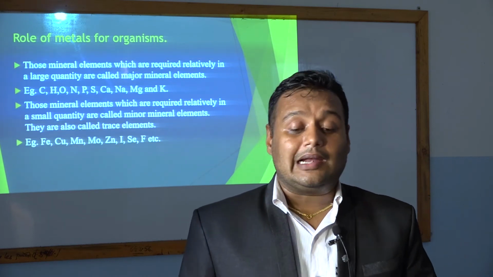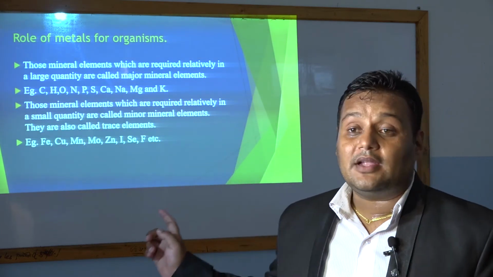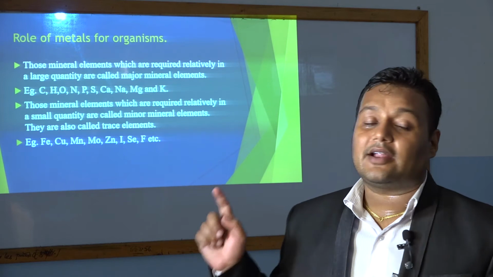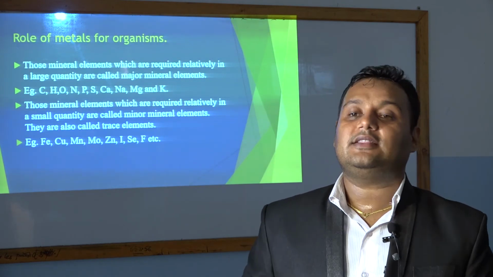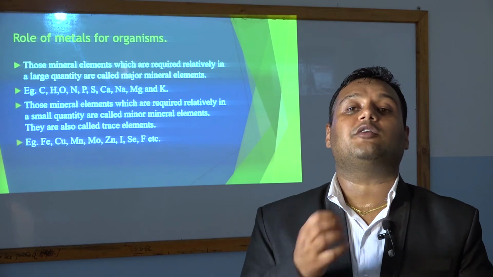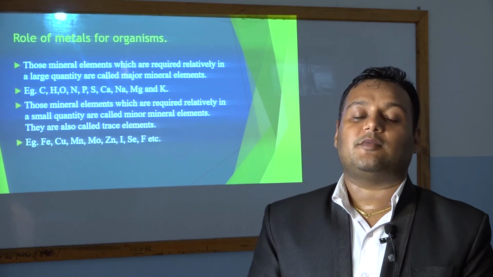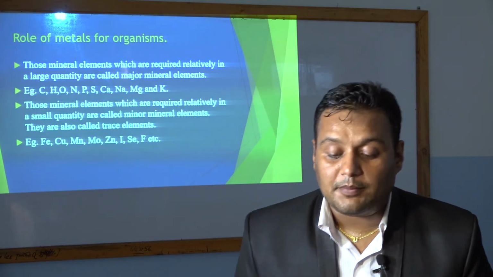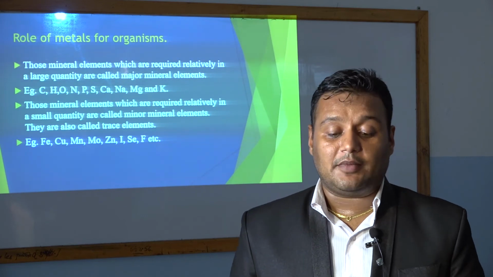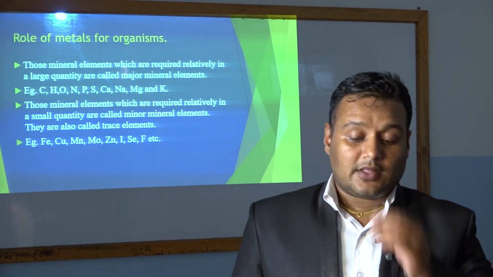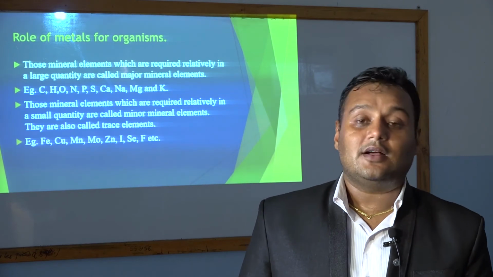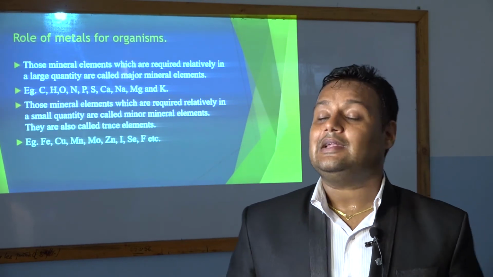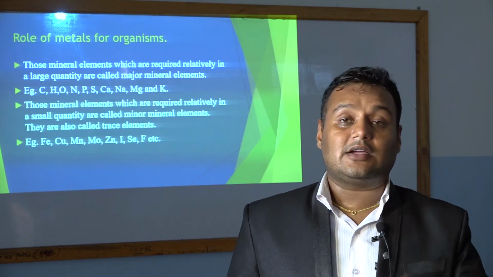Similarly, let's go to the next definition. Those mineral elements which are required relatively in a small quantity for our body are called minor minerals. That means we get these minerals from food, but our body needs a lesser amount than the previous ones. These are called minor mineral elements, and they are also called trace elements. Examples of trace elements are iron, copper, manganese, molybdenum, zinc, iodine, and many more.